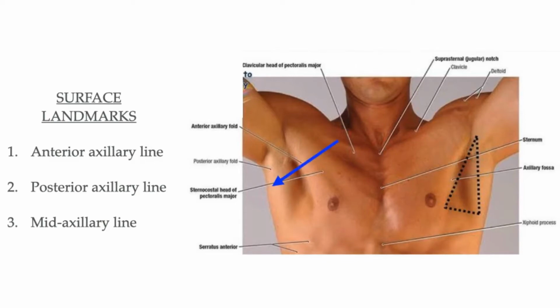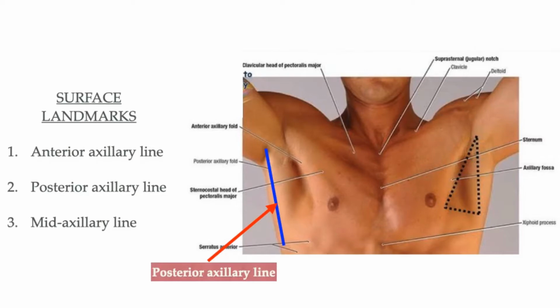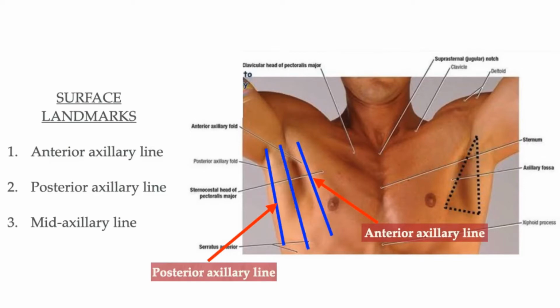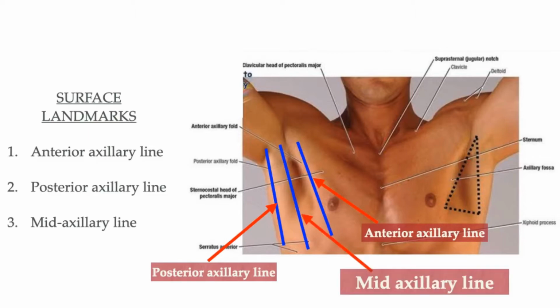Now students, if we draw an imaginary line parallel to the posterior axillary fold, this line will be called posterior axillary line. Likewise, if we draw a vertical line parallel to anterior axillary fold, this will be called anterior axillary line. If we draw another line parallel to both the anterior as well as posterior axillary line, passing in between the two lines, this line will be called mid-axillary line. This mid-axillary line passes midway between the anterior and the posterior axillary lines.